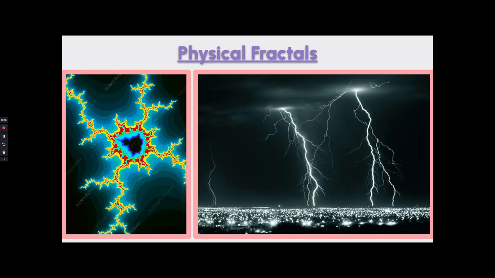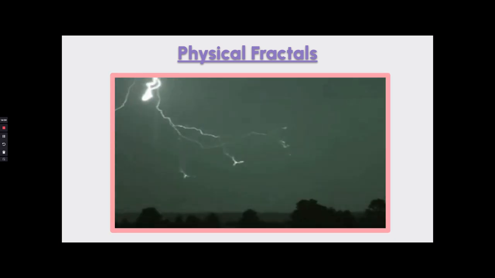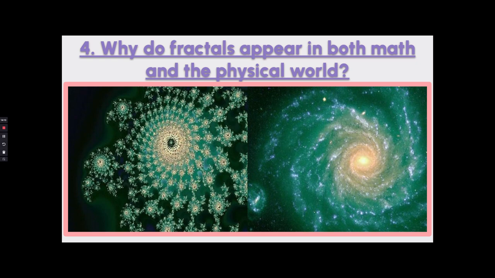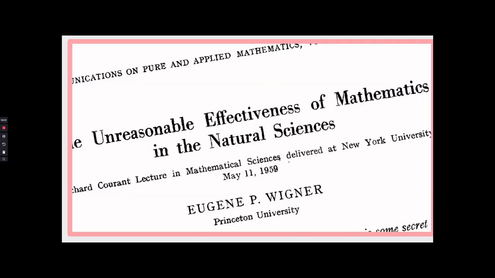This is, on the left, a fractal from the math equation. On the right, it's a fractal from a lightning bolt. Here you can kind of see that lightning fractals like that. And here's that comparison of that snowflake in the math and the snowflake in real life. And here's the comparison of the spiral from the fractal and from looking into a telescope. And again, it's just amazing, and no one knows why this happens.